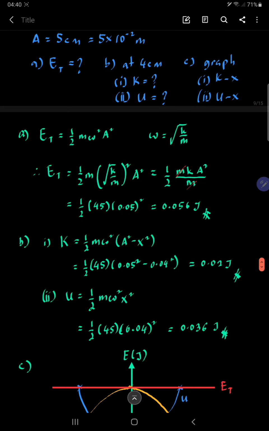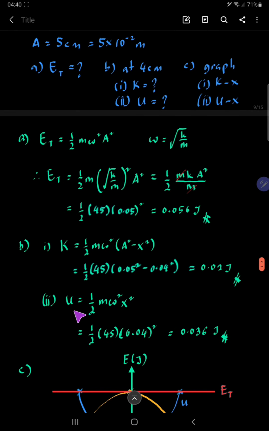Okay, again, to calculate the potential energy we use the equation U, which is half m omega squared x squared. Again, m omega squared still equals k. So x is 0.04, and then you will get the potential energy at 4 centimeter displacement is 0.036 joule.